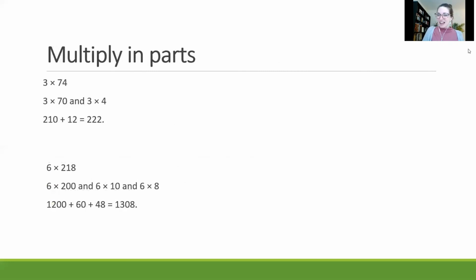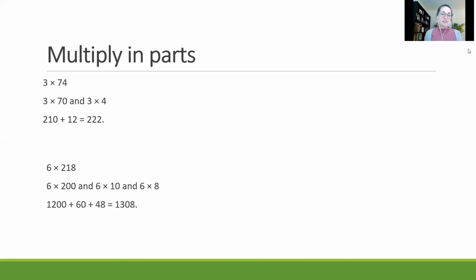And lastly, our last skill for today will be to multiply in parts. So if you think about a number like 3 times 74, that can be a little bit more difficult than maybe breaking it down into smaller pieces. So instead of doing 3 times 74, I could do 3 times 70 and do 3 times 4 and just put them together. Now 3 times 70, I'm going to think about that like 3 times 7, which I know is 21, then add that 0 from the 70, so 210. And 3 times 4, I know is 12. So if I put those together, I get 222.